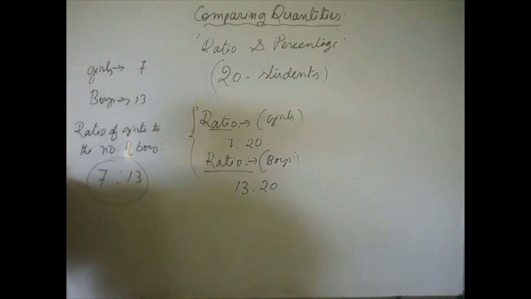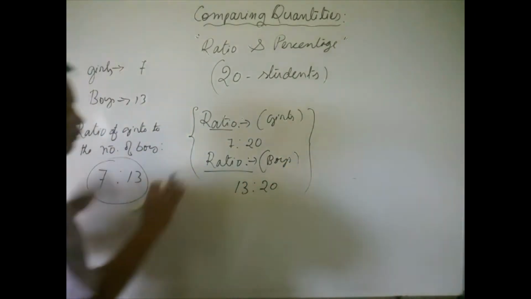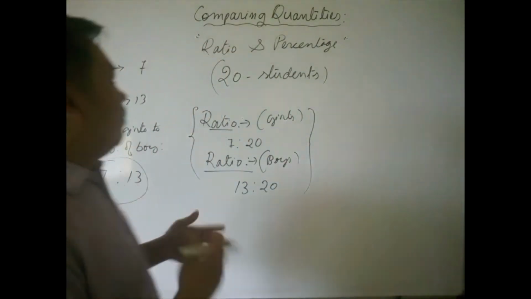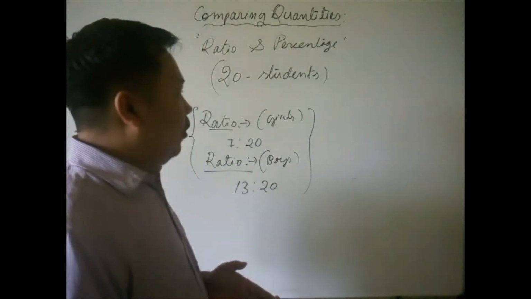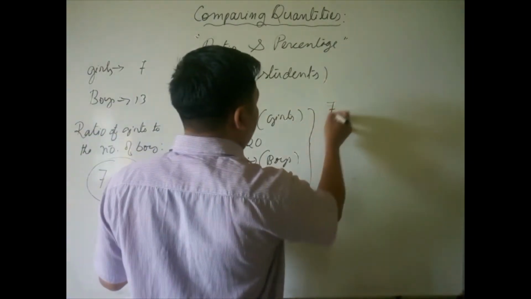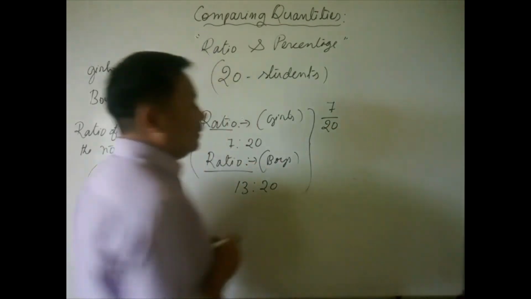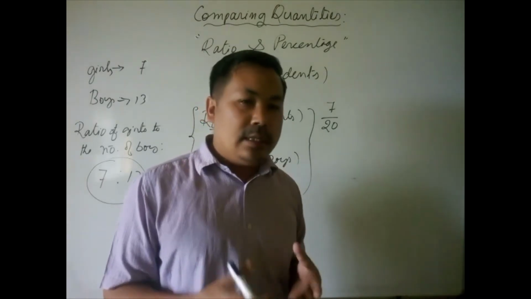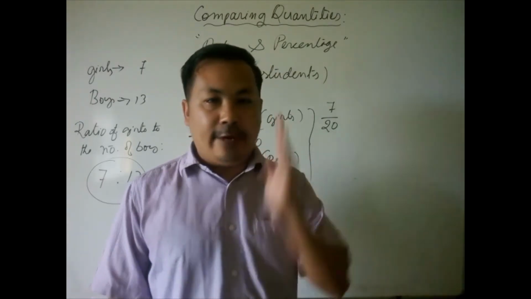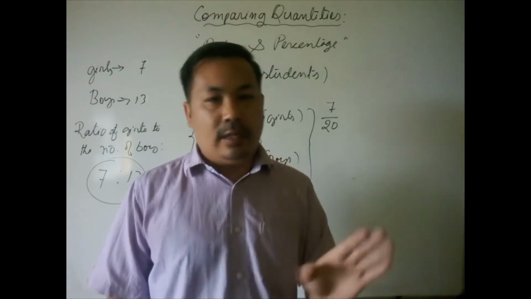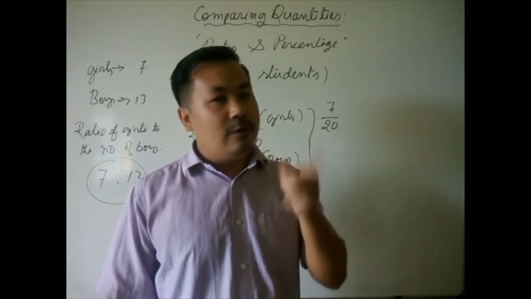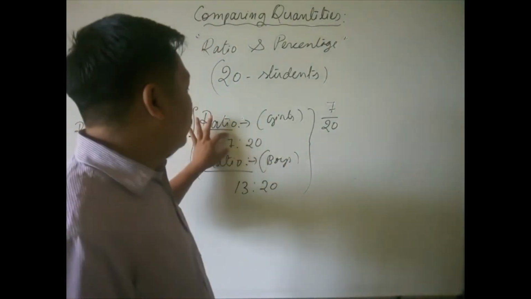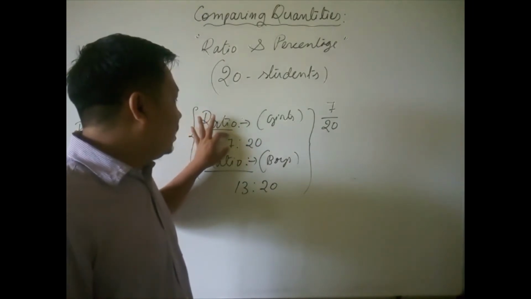From here also, the same way, my dear student. If you want to convert into the percentage of the boys and the girls, how much is the percentage of the girls, how much is the percentage of the boys? So for example, for girls, first of all, we have to convert in terms of fractions. Whenever you are going to convert into the percentage, don't forget that percentage is a fraction where the denominator is 100. We should not forget that we first have to convert the given quantities into fractions. Here the ratio is 7 is to 20.